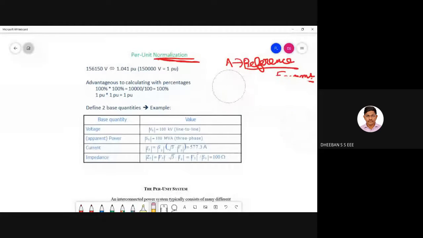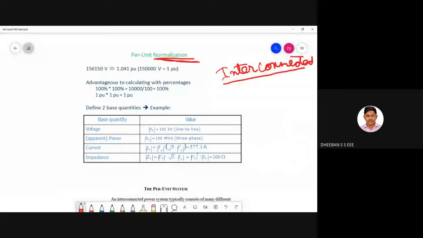So okay, coming to the power system. As I said, we are dealing with an interconnected system. In yesterday's class, we saw a 3-machine 9-bus system. There were 9 buses in that system.